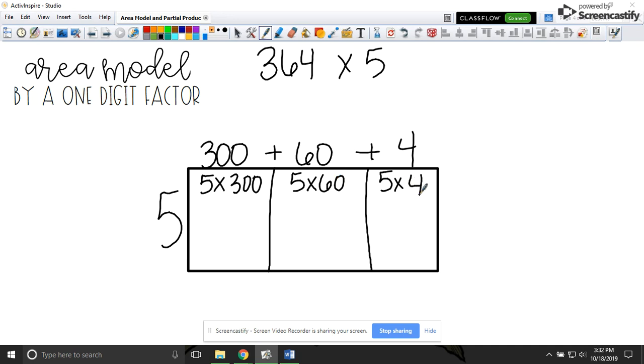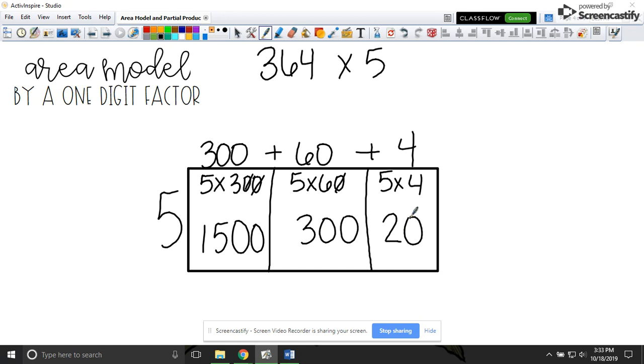Now in class we've talked about something called a zero trick, and that's where we take the zeros away from the number that exists and we put them in our answer, or in our product. That way it's easier for us to multiply the numbers that we have. So in our first box we've got 5 times 3, which is only 15. And we have 5 times 6, which is 30, and 5 times 4, which is 20.